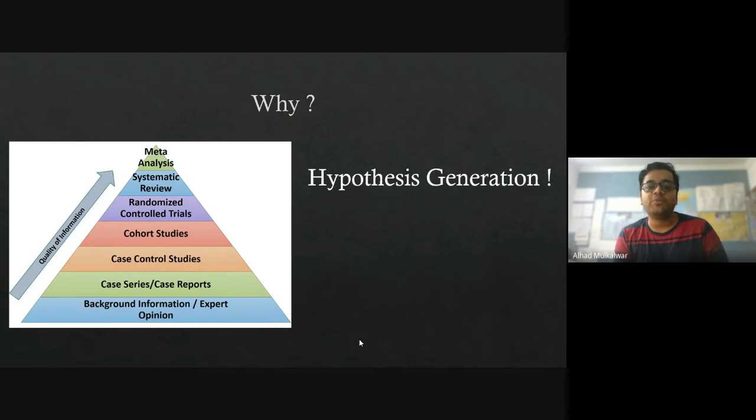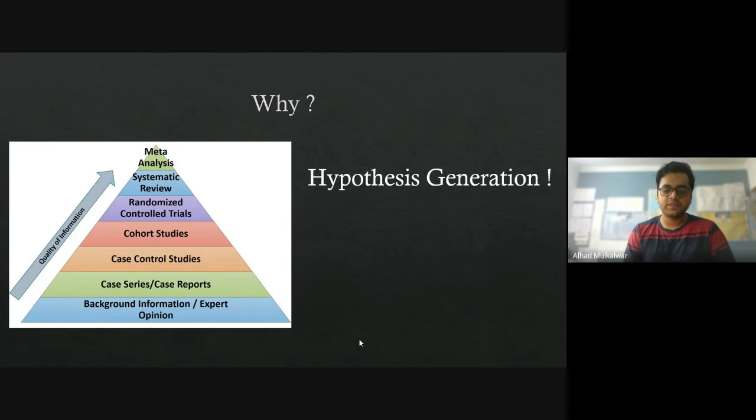You are generating a problem statement. You are asking the medical fraternity a question: can XYZ be associated with ABC? You are not going to give the conclusive result of it, but you are putting forth this question, this hypothesis. Then when you go up the ladder, you have case control and cohort studies in which you evaluate the hypothesis in a more formal manner. And then at the top, we have meta-analysis and systematic reviews, which are basically concluding that yes, this hypothesis has some validity.